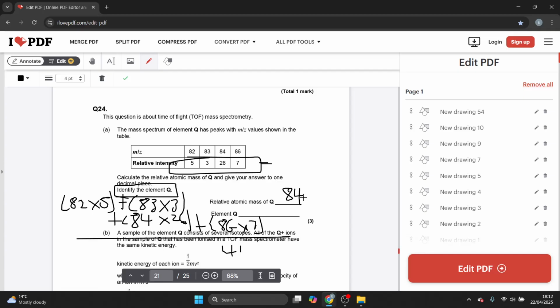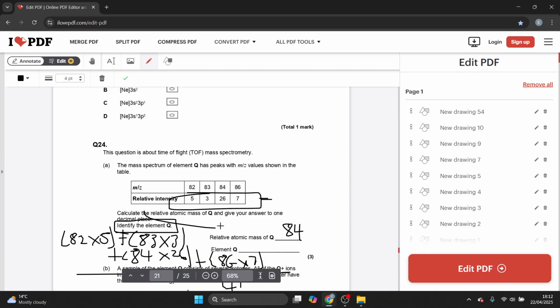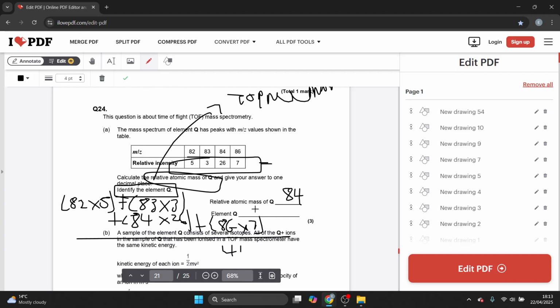And then to identify the element Q, well, what is that? The atomic mass of Q is 84. So we go to 84, well, what is atomic mass? Remember, this part is the top number. It's not the bottom number. So if you look at that, it's going to be krypton.